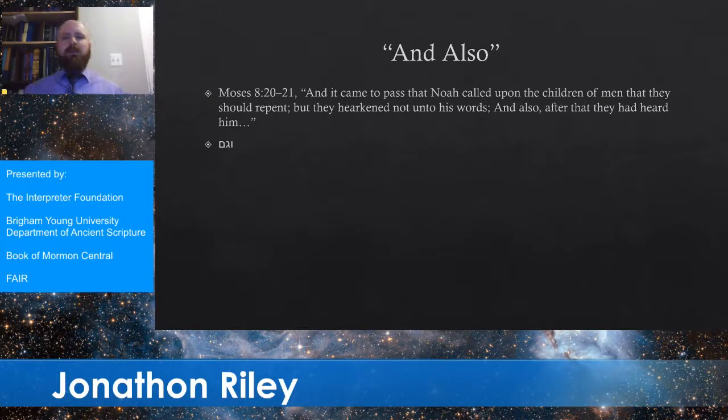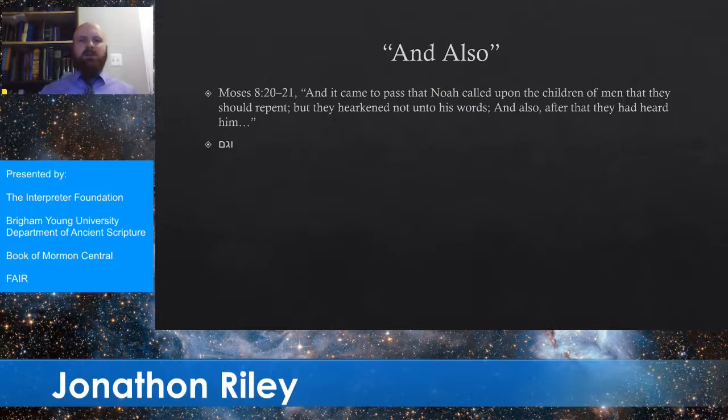The phrase "v'gam," "and also." This is not necessarily an unusual phrase in English, but the way it's used in Hebrew is slightly different from how one might generally use it in English. See, for example, Moses 8:20 through 21. "And it came to pass that Noah called upon the children of men that they should repent, but they hearkened not unto his words, and also, after that they had heard him," and then it continues.